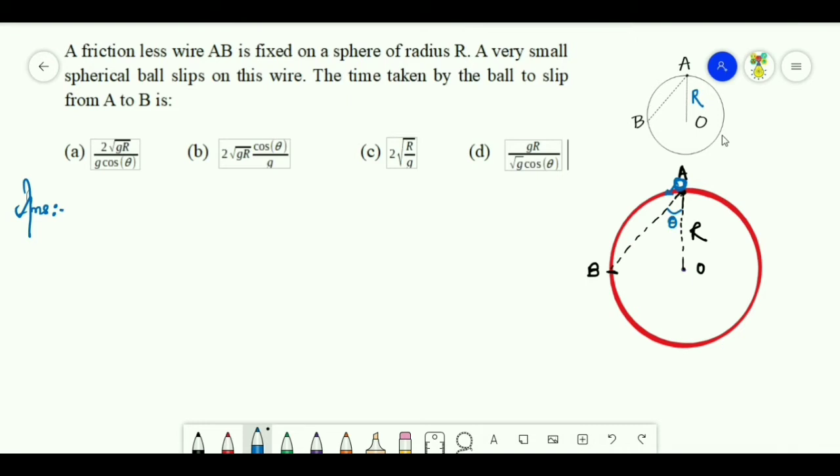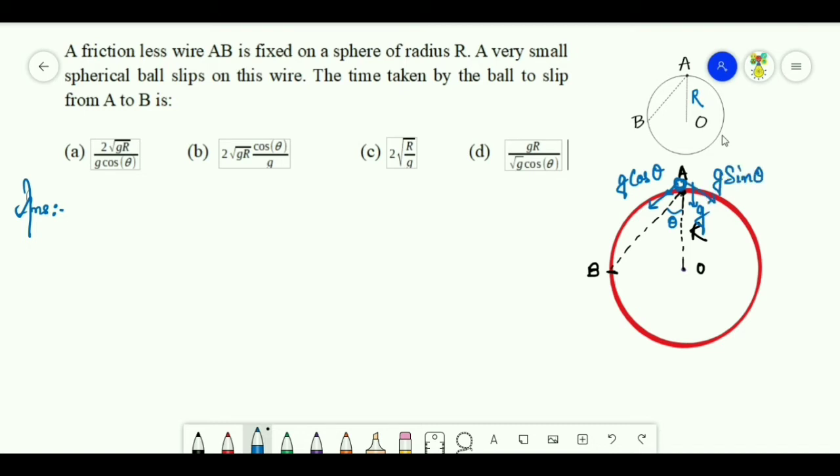When the ball is at point A, the acceleration acting on the body is g, which is acceleration due to gravity, which is acting downward. Now this g can be resolved into two rectangular components. The components are g cos theta acting along AB and the other is g sin theta which is acting perpendicular to AB.